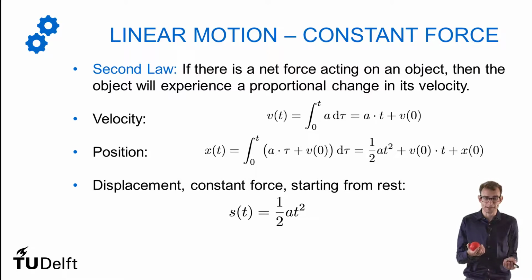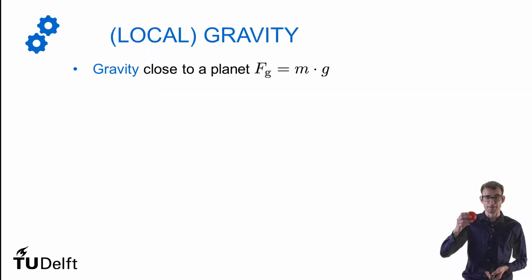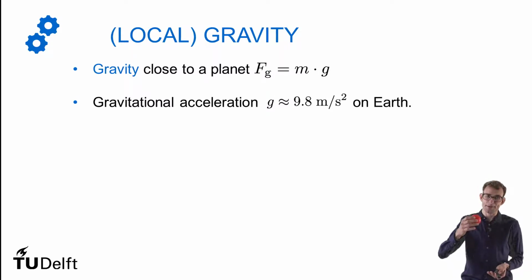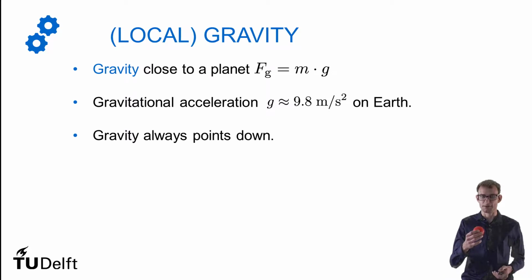Then the displacement is simply going to be a half at squared. To make this concrete, gravity locally close to Earth is exerting a constant force. It's on this ball. It's simply the mass of the ball times the gravitational acceleration, which for planet Earth is about 9.8 meters per second squared. So if I drop the ball, what will happen is that it will accelerate, usually downwards because gravity points down, with this constant acceleration, and its position will be quadratically dependent on time.